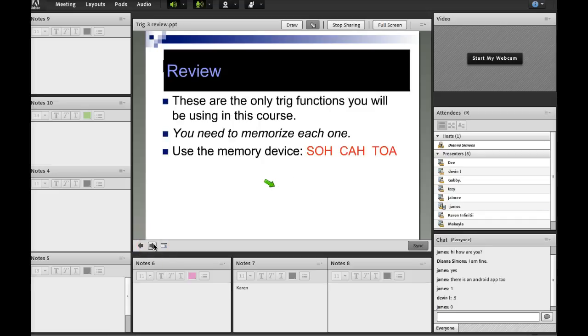So those are pretty important things to remember. If you remember SOH, CAH, TOA, SOHCAHTOA, you should be able to remember how to find the cosine, the sine, and the tangent with a right triangle. This stuff is only going to work with a right triangle. Sine, cosine, and tangent.